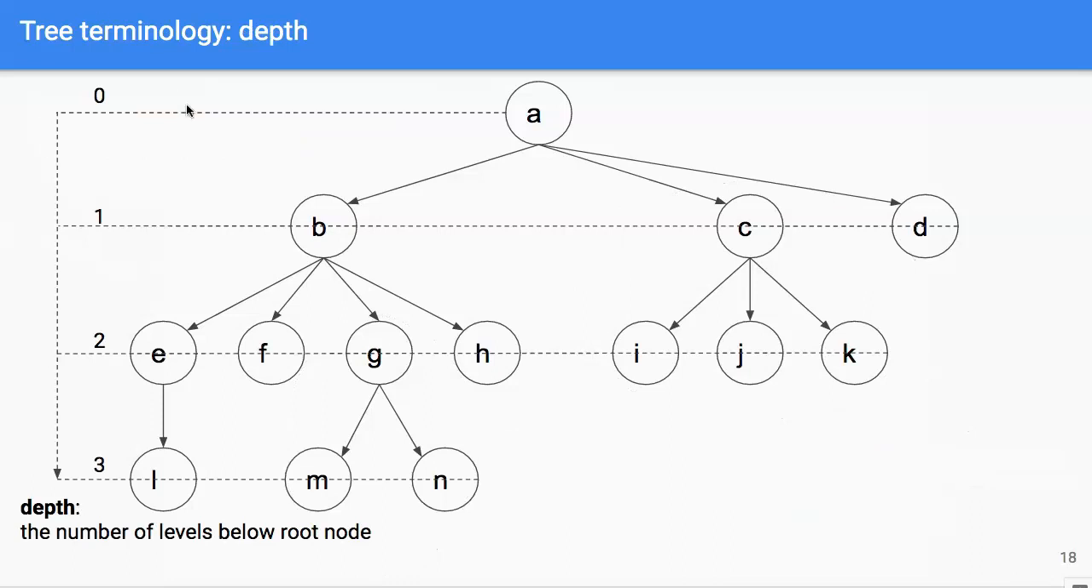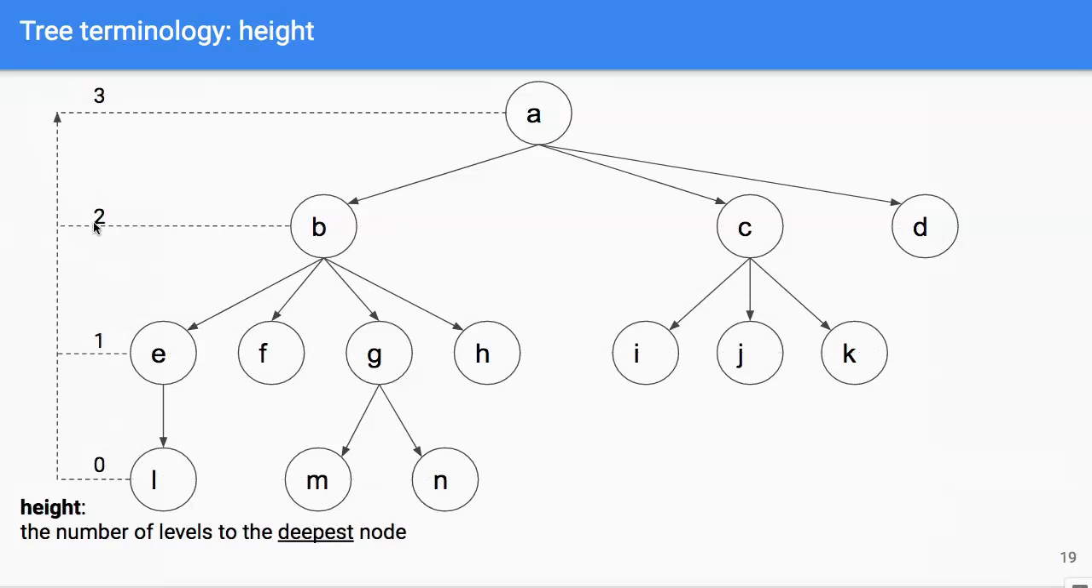We also talk about the depth of a node. The depth is the number of levels below the root node of the tree. So for the root itself, well, it's 0 levels below itself. So the depth of the root node is 0, and the children of the root node are at depth 1. The grandchildren are at depth 2, and so on.